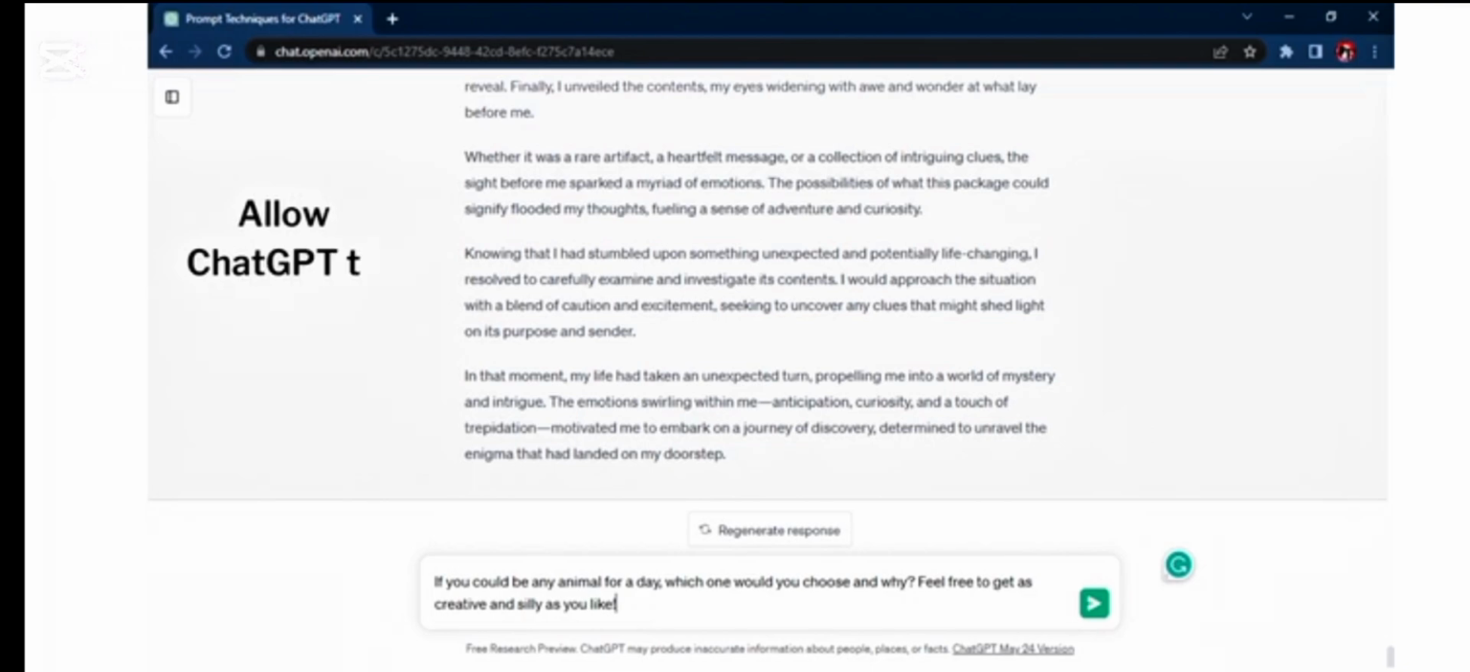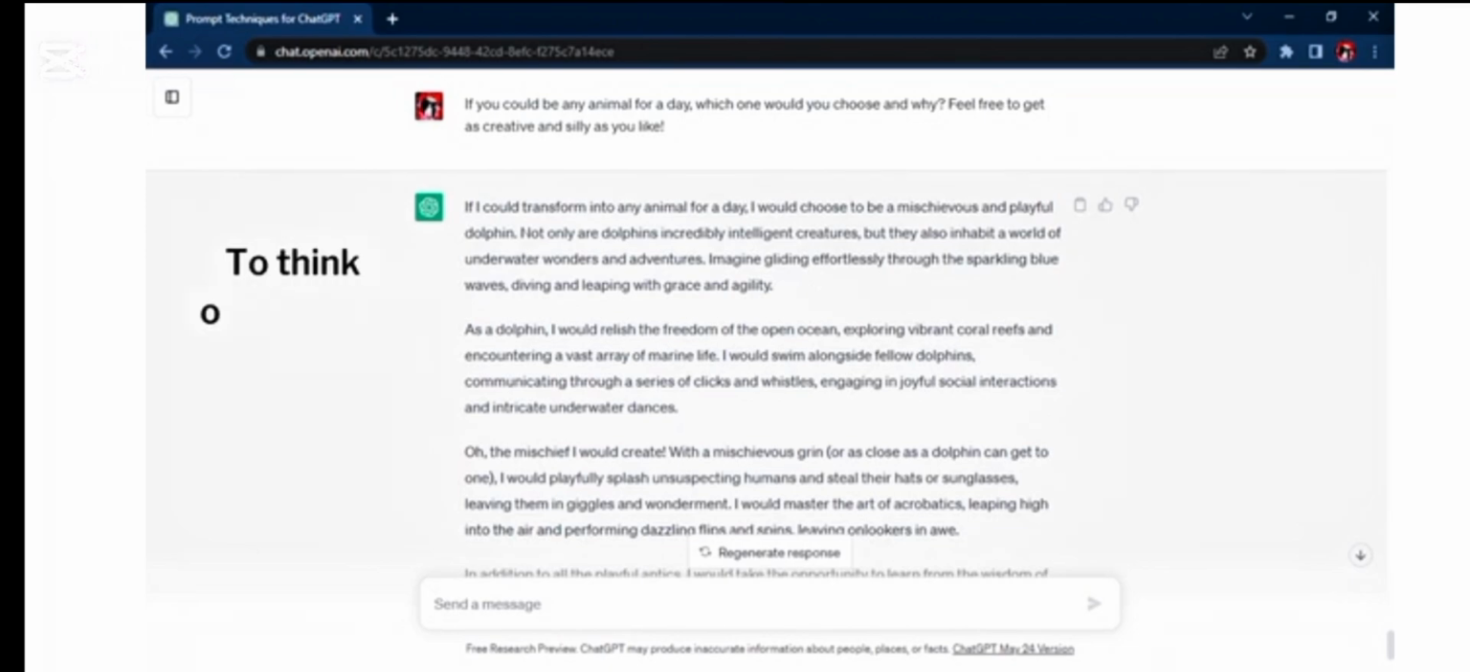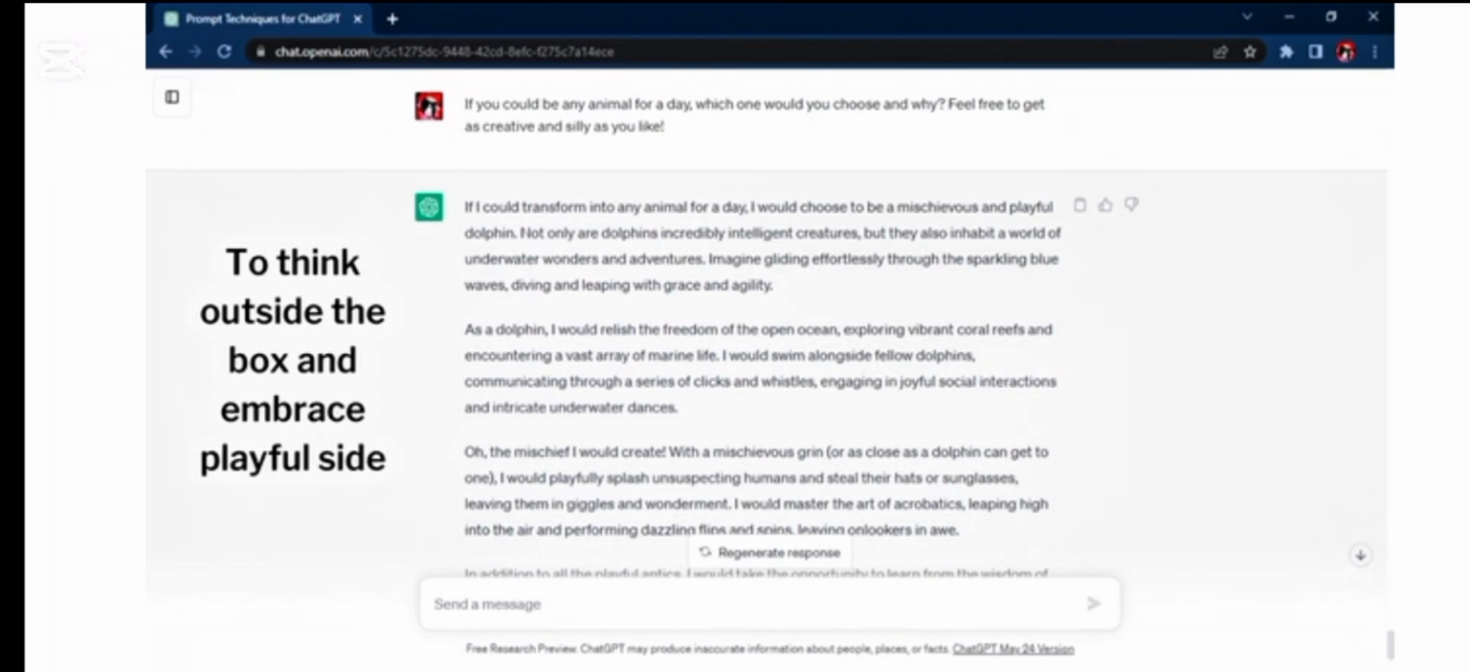This prompt injects humor into the conversation by allowing ChatGPT to explore its imagination freely. By inviting it to choose any animal and encouraging it to be as creative and silly as it desires, the prompt fosters a light-hearted and fun response. It encourages ChatGPT to think outside the box and embrace its playful side.